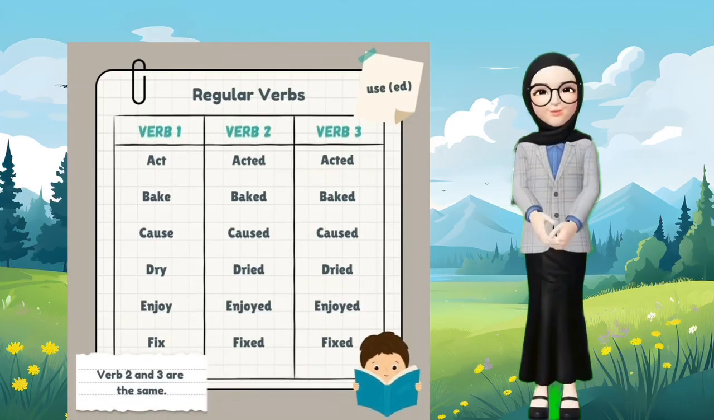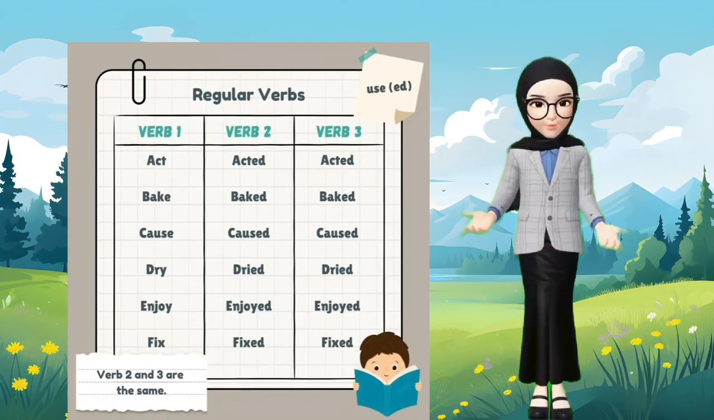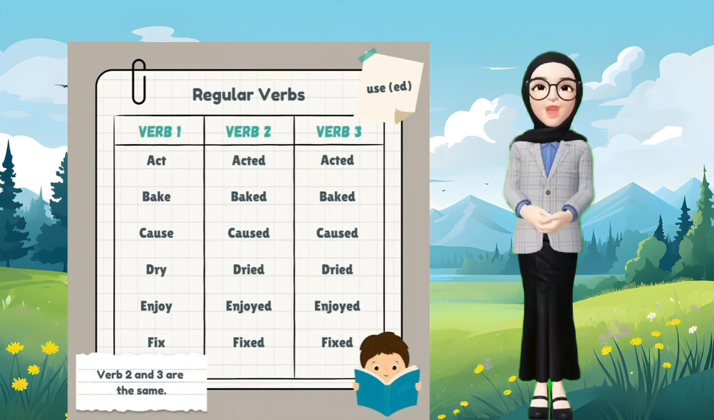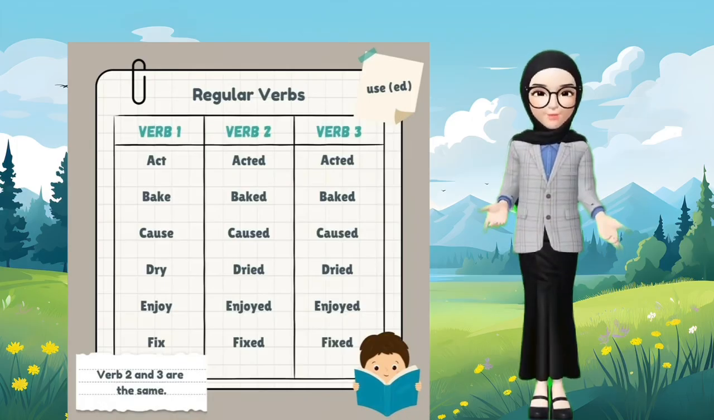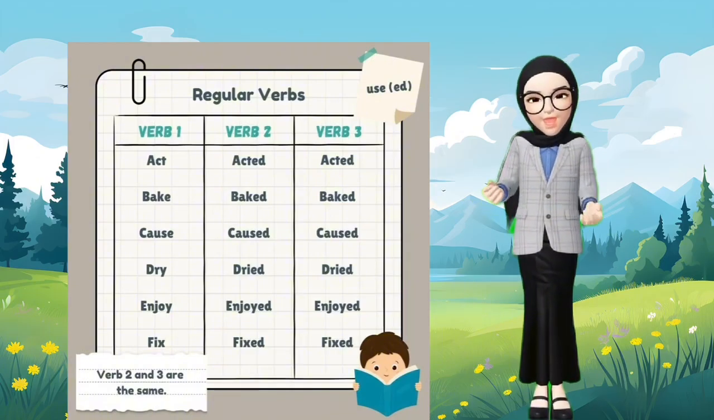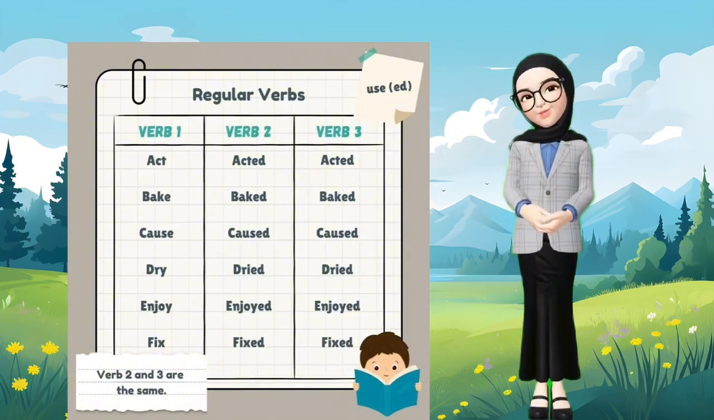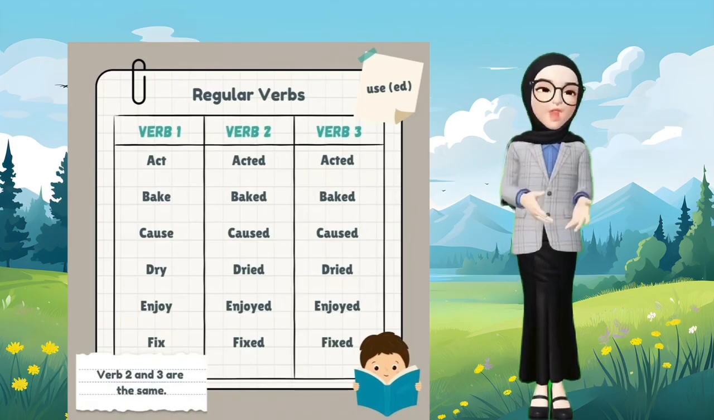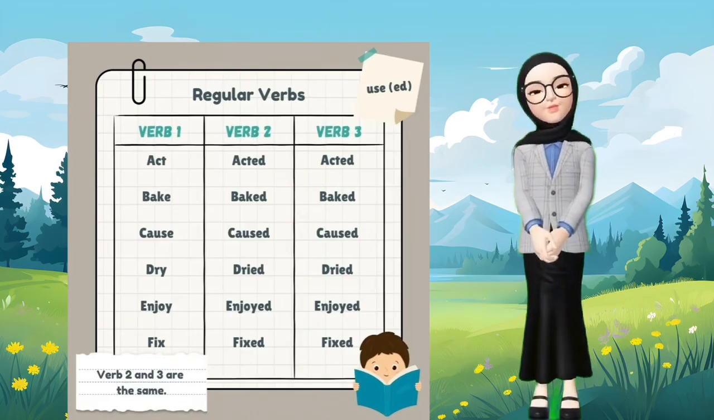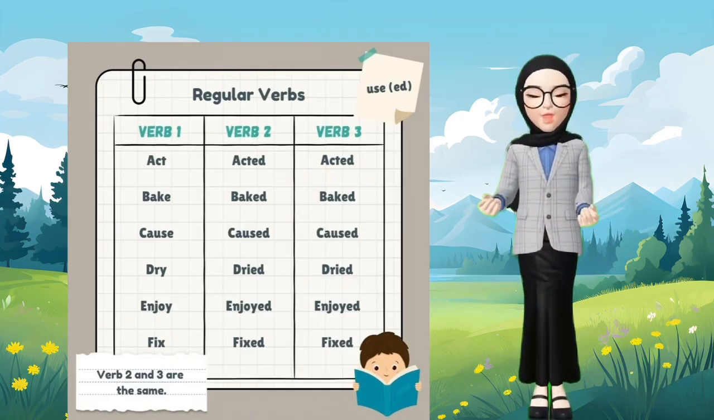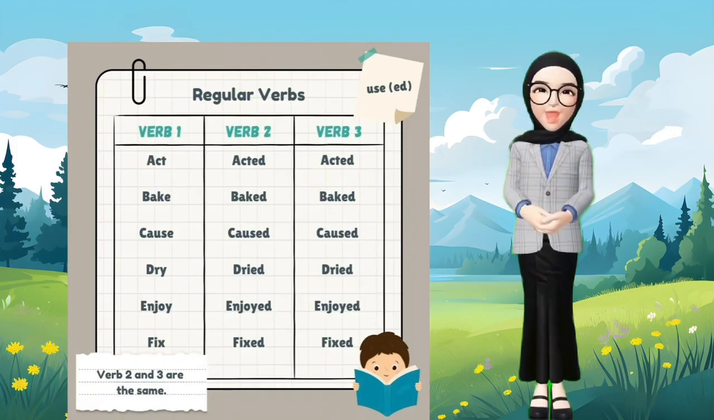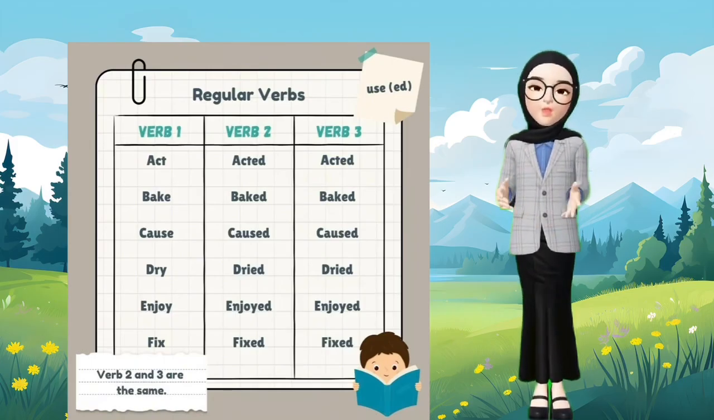Now let's take a look at regular verbs. Regular verbs are verbs that form their past tense and past participle by simply adding ed at the end. As you can see in the table, act becomes acted, bake becomes baked, cause becomes caused, dry becomes dried, enjoy becomes enjoyed, fix becomes fixed. For regular verbs, verb 2 and verb 3 are the same. That means the past tense and the past participle have the same form. So whenever you see a regular verb, just remember to add ed to make it past.